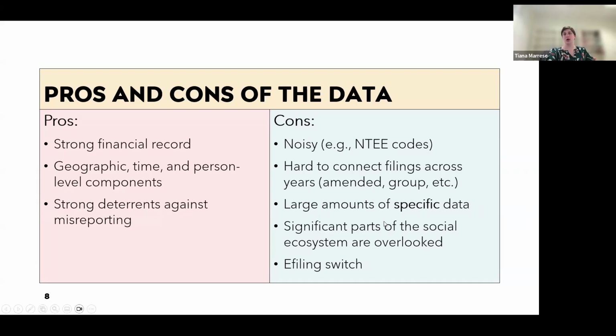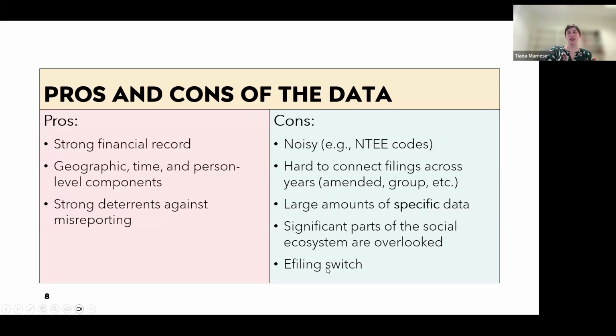As I previously mentioned, always keep in mind that a significant part of the ecosystem is overlooked. You're not going to find organizations that do not file within this data set. And you're also not going to find organizations that maybe function very similar to nonprofits, but aren't registered as tax-exempt organizations. This would include organizations like B corporations or social enterprises that operate in the for-profit sector.